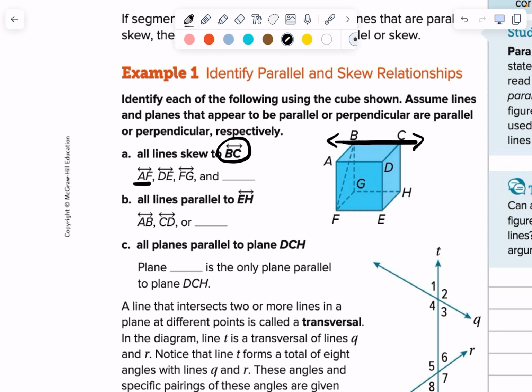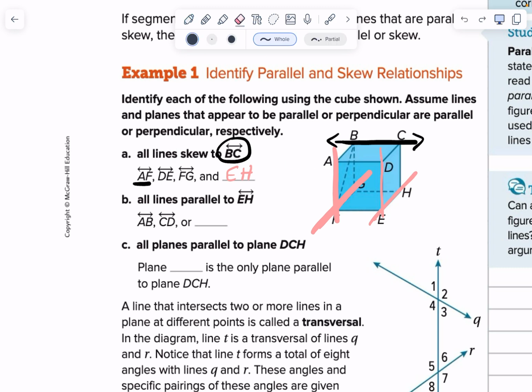I'll do this in a different color. AF is skew. They say DE is skew. They say FG, this one is skew, right? They say what else? EH is skew. Yep. What about FE? This one right here. That's parallel. They are technically parallel, right? Okay. Anything else that is skew? I think all the other lines are going to touch them, actually. Is AD skew? No, parallel. All right.